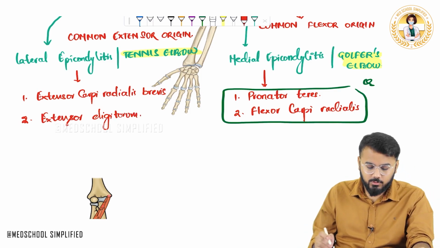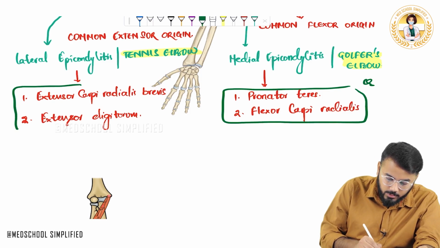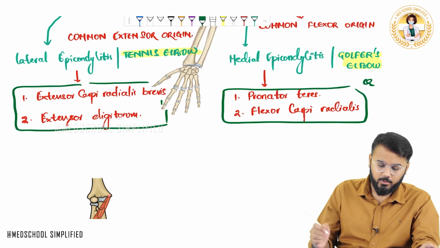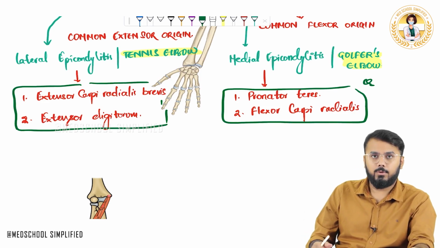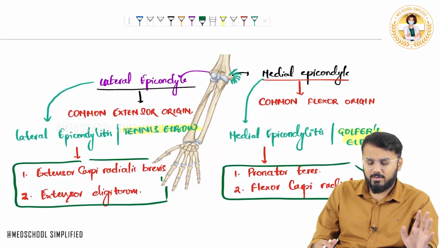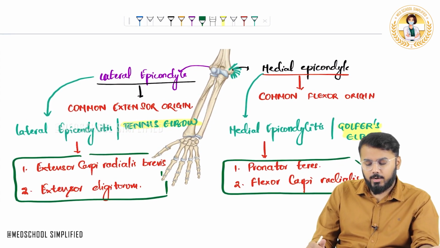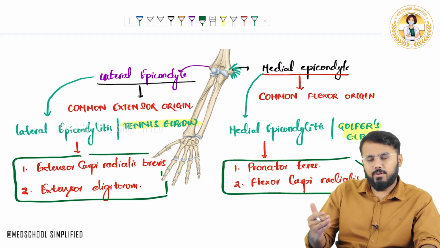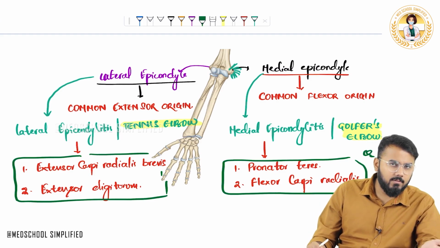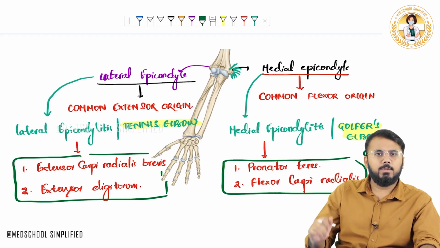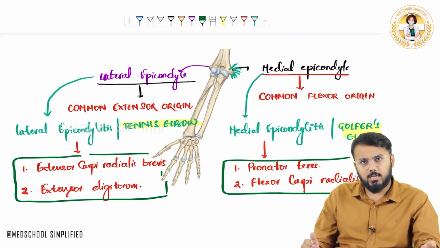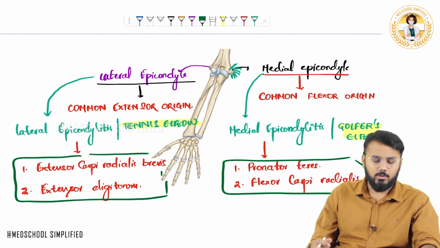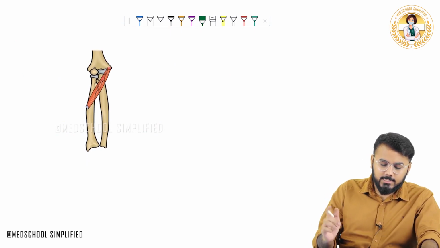Extensor digitorum. So these also can be an MCQ, and this box is really very important, guys. I want all of you to study it. Simple thing, we haven't discussed much. Medial epicondyle is called the common flexor origin, lateral epicondyle is called the common extensor origin. Inflammation of the medial one is called golfer's elbow. Inflammation of the lateral one is called tennis elbow. The muscles involved on the medial side are pronator teres and flexor carpi radialis, and on the lateral side, extensor carpi radialis brevis and extensor digitorum. Next important thing, let us start the muscles, guys.